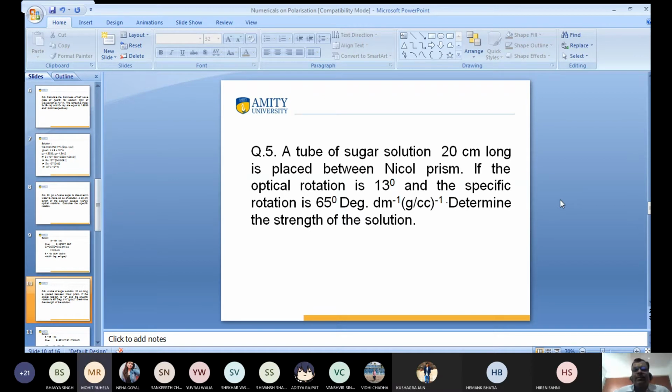Sir, the wavelength is not given in this. Yes, the wavelength is not given, but you have to solve the question. Without wavelength, what is the problem? You solve the question without wavelength. Mohit, do you get my point? Yes, sir. Tell me the answer. Solve the question.